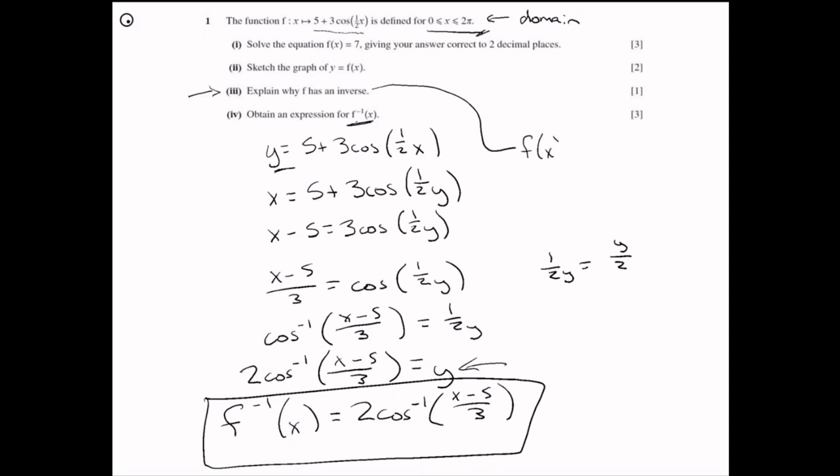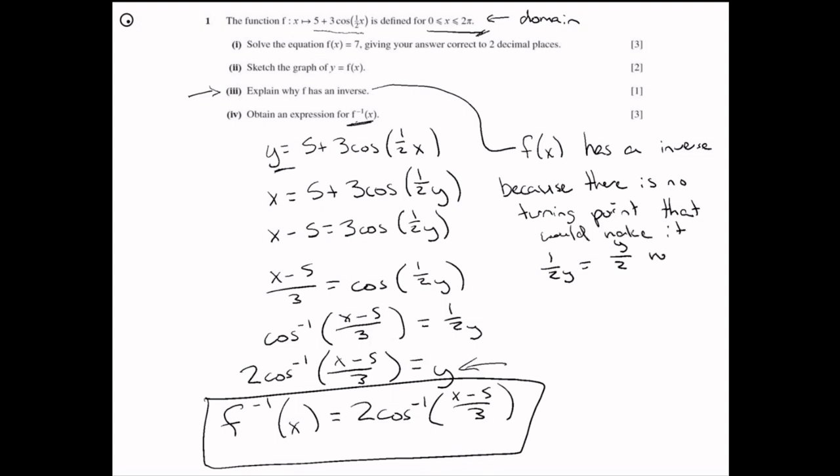f of x has an inverse because there is no turning point that would make it not one-to-one. And by one-to-one, I mean for one x you get one y and vice versa, one y, one x. For example, this is not the case with a parabola.